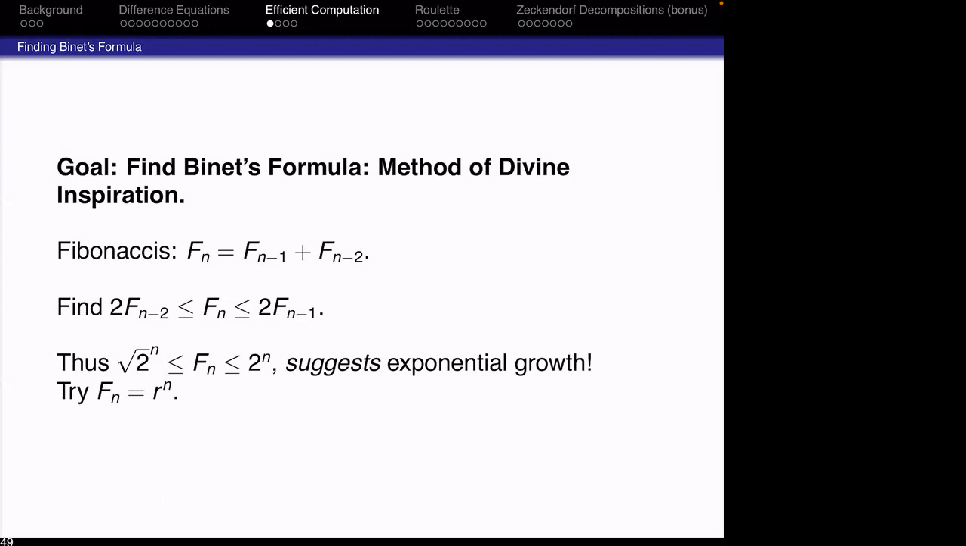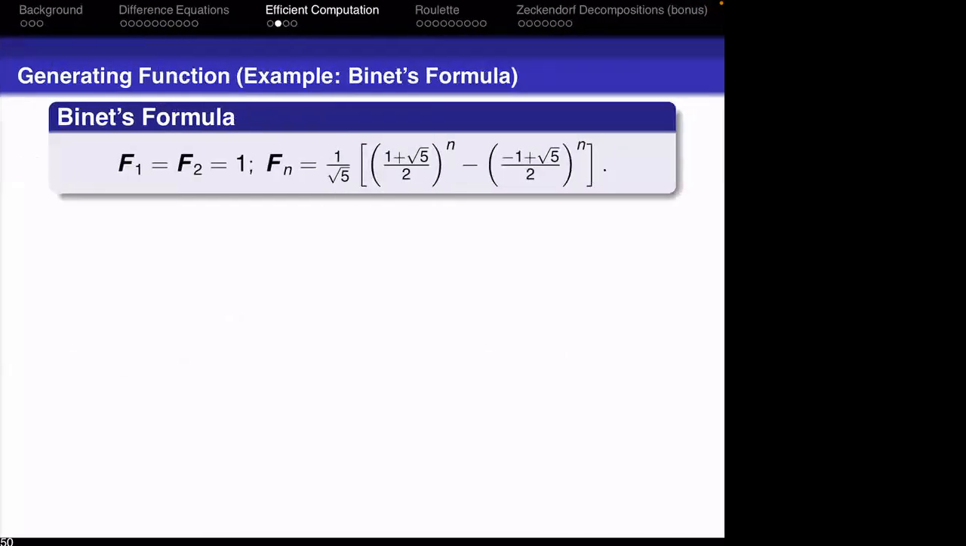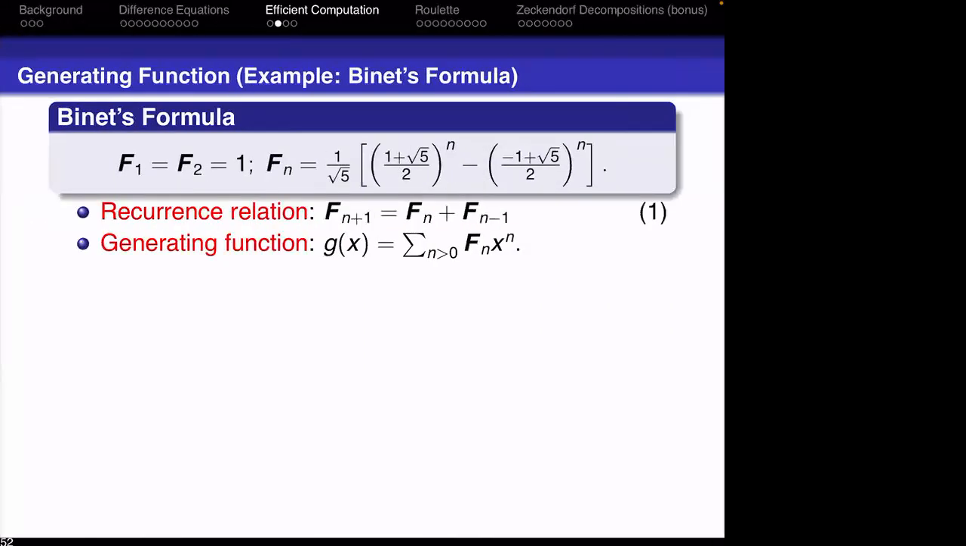Let's try Fn equals r to the n. Let's just guess that the nth Fibonacci number is r to the n. And we can use this to get Binet's formula. I'm going to show you another way, which is going to motivate some of the stuff later in the semester. So we're going to take the recurrence relation, and I'm going to write it this time as Fn plus 1 is Fn plus Fn minus 1. And I'm going to write down what's called the generating function. So I'm going to look at the sum of Fn x to the n.